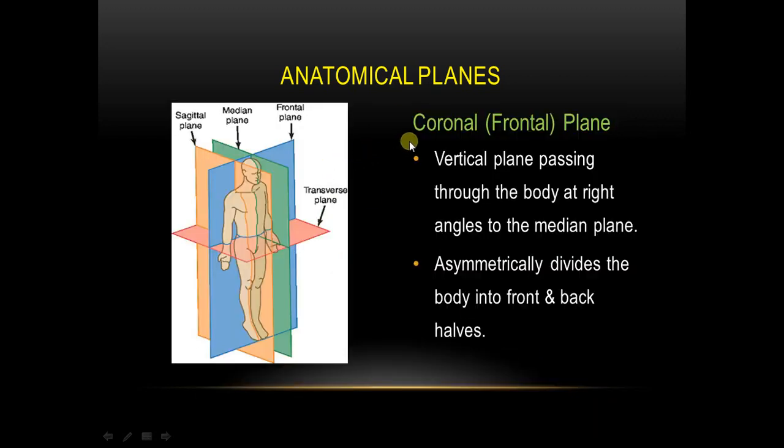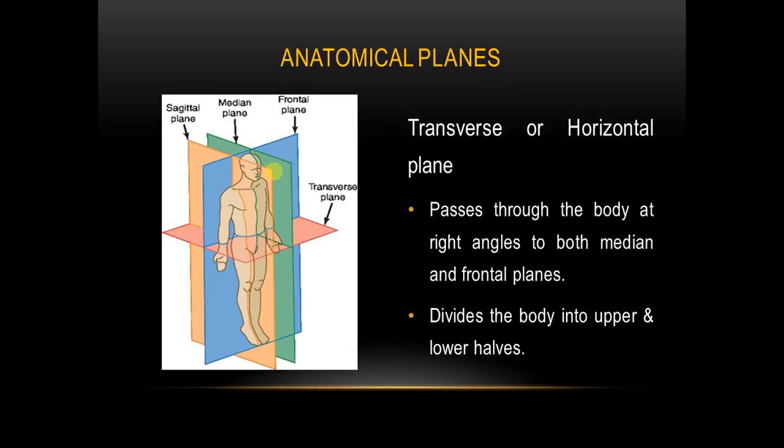The next plane is called the coronal plane. The other name for the coronal plane is the frontal plane. So it is exactly perpendicular, or at right angles, to the mid-sagittal plane, and it divides your body into an anterior half and posterior half. But remember, anterior and posterior are not equal halves, they are asymmetrical. Okay, so that is the coronal plane for you, which divides your body into your anterior and posterior half. It is at right angles to the median plane.